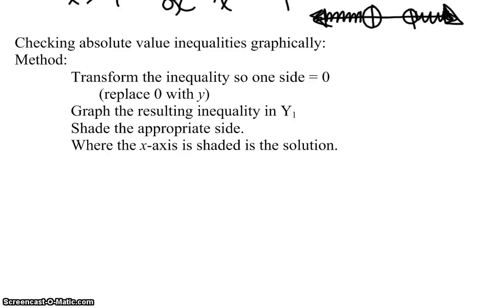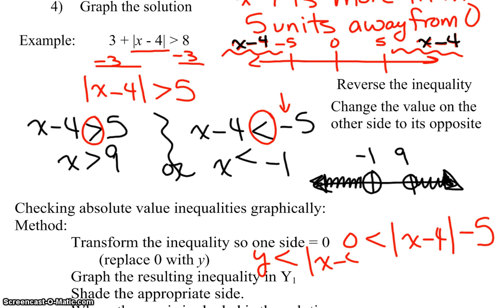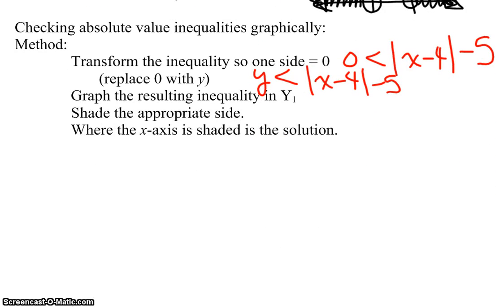Now, transforming this problem so that I have 0 on one side, I would start by subtracting 8. I would get 0 is less than the absolute value of x minus 4, minus 5. Now, I change the 0 to y, so that's y is less than the absolute value of x minus 4 minus 5. I want to graph this on my calculator, so I'm going to bring up my calculator now.